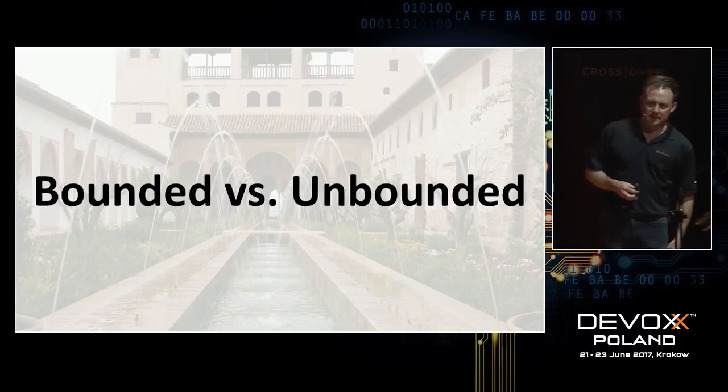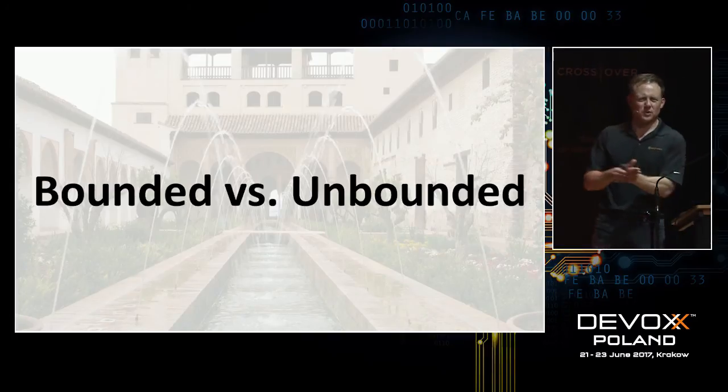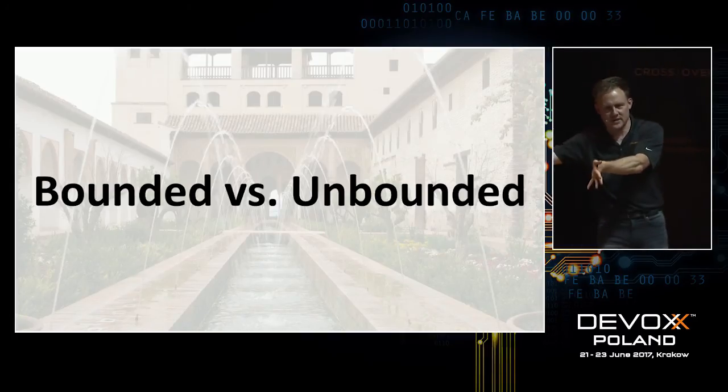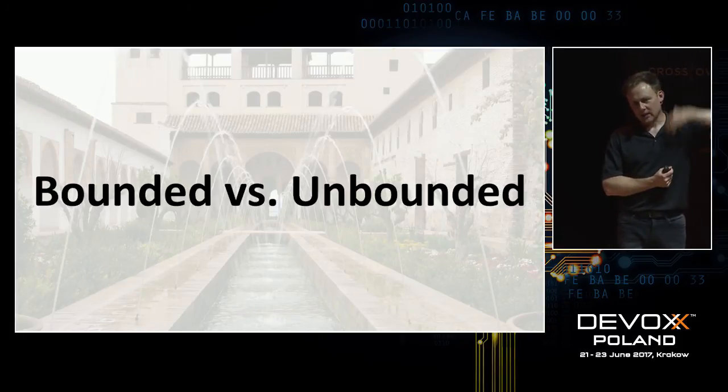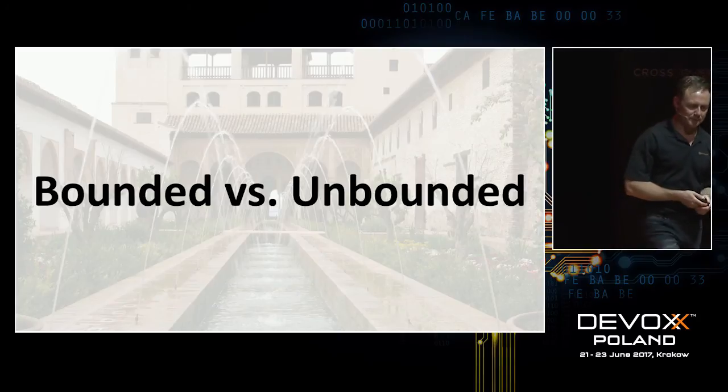Bounded data is batch data. We sort of know how much there is. It's right here. We can look. Unbounded data is just a succession of events that are happening, and we presume they'll never stop.